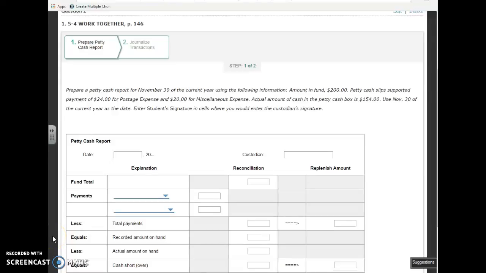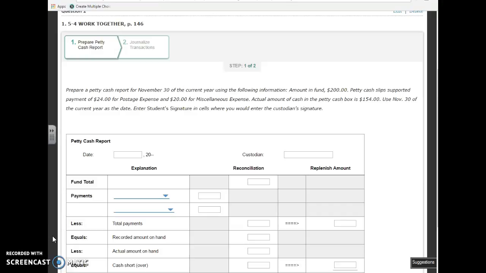Hi everyone, we're here with 5-4 Work Together, and what we're going to be doing is preparing a petty cash report, and then we're also going to take the information from that report to journalize the transactions for expenses and things like that that we had during that petty cash cycle.